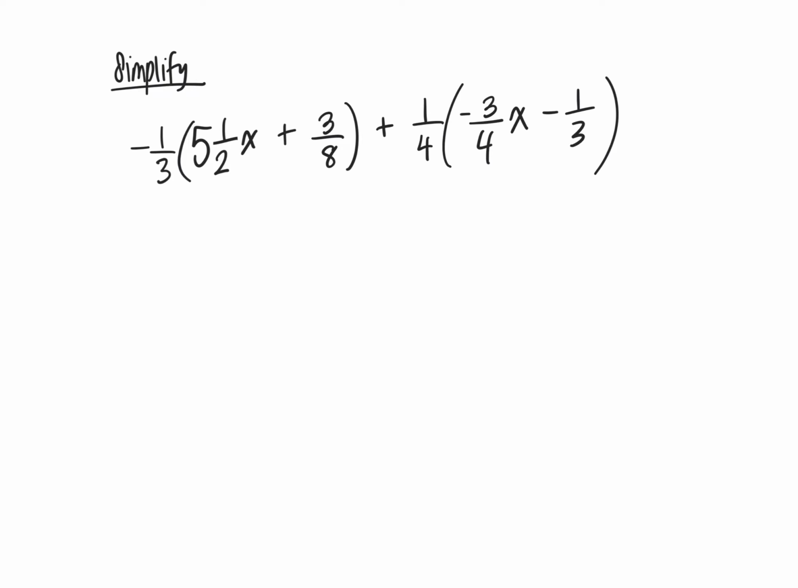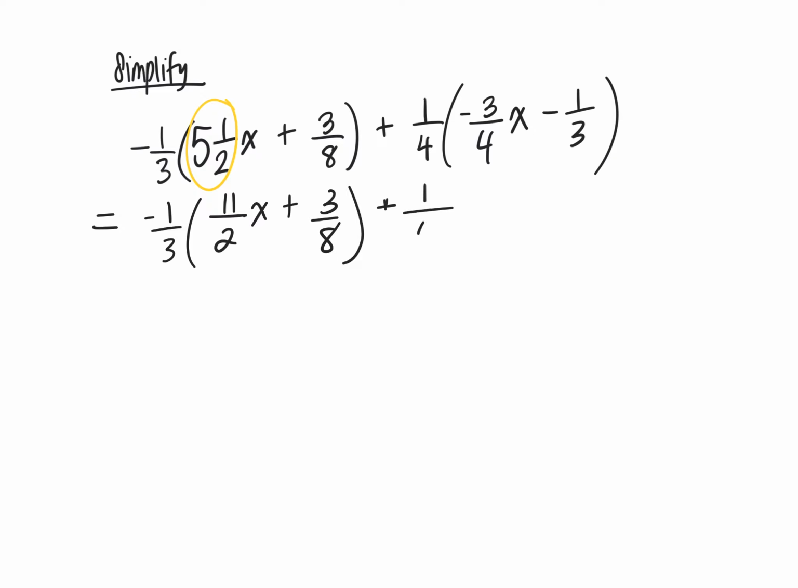Okay, to simplify this, what did we say the first step was? Change that to an improper fraction. So I'm just going to do that to start. So it's negative 1/3 times, what's 5 times 2? 11 over 2x plus 3 over 8 plus 1 over 4 times negative 3 over 4x minus 1 over 3.